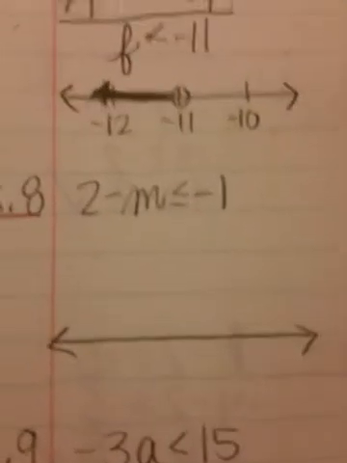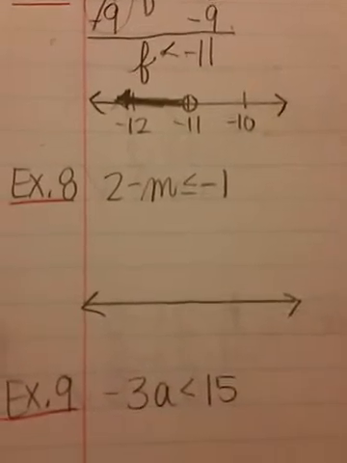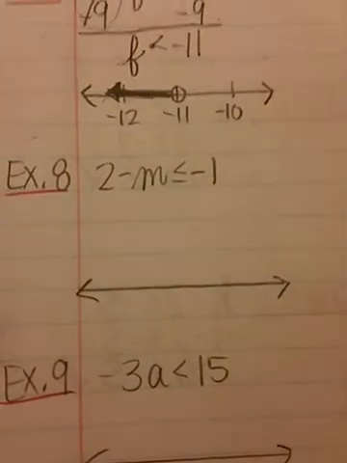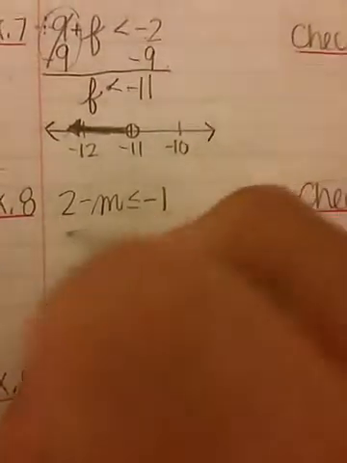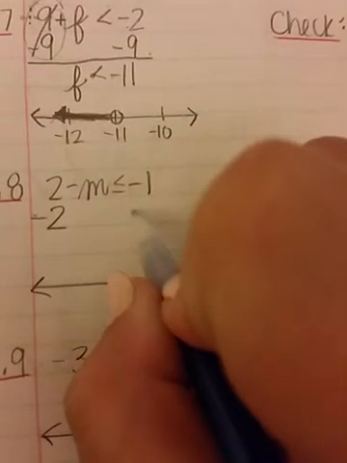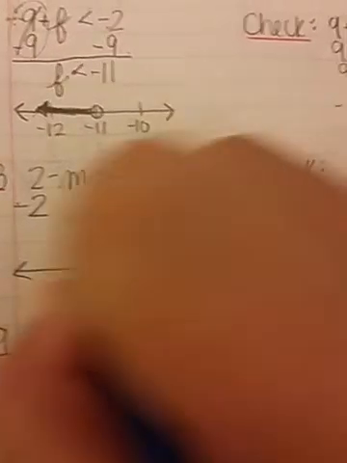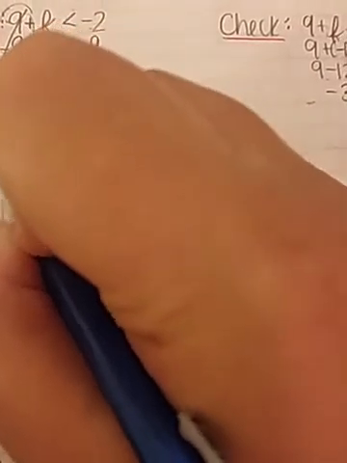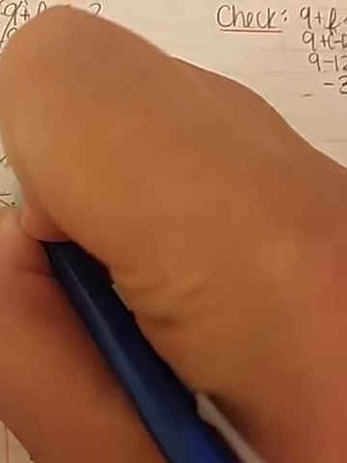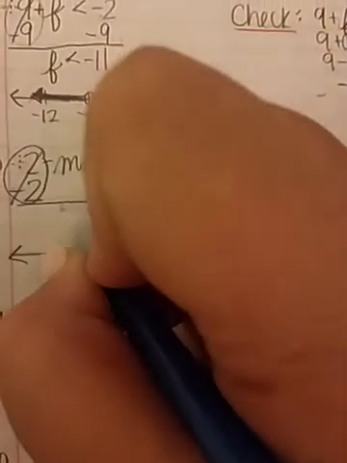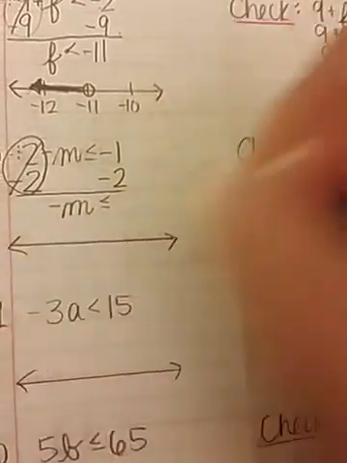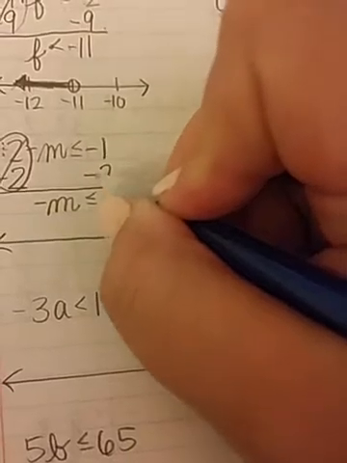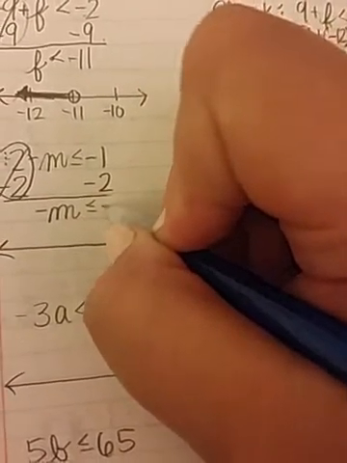All right, let's see if you can do this one on your own. If you want to try it on your own, pause the video, complete it, and then you can go through my steps. All right, here we go. I'm going to subtract 2 from both sides. Okay, this was an invisible positive sign. They cancel each other out. I get -m is less than or equal to -1 minus 2, which is -3.